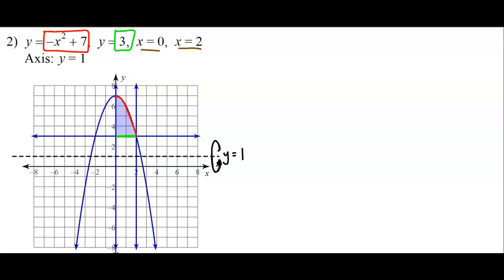Now, my axis of rotation is this black dotted line that you see here. So which one is closer to the black dotted line, the red line or the green line? Well, the green one is closer and the red one is farther. So since the red one is farther, my big radius is going to be equal to the equation of the red function minus the axis of rotation.